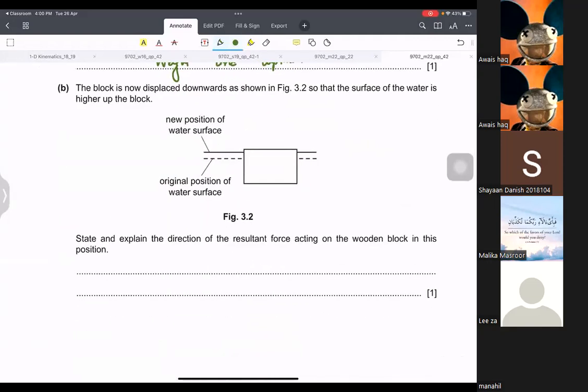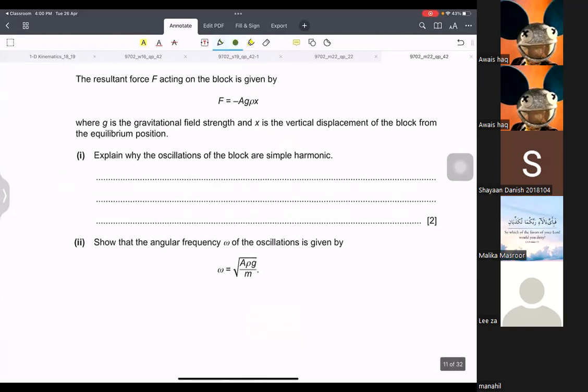Then Steven explained the direction of resultant force acting on the wooden block. Block is now displaced downwards. So resultant force will be upwards. The reason is that the weight will remain the same, but the upthrust will be greater. As upthrust is greater, weight same. Okay. Then going to this question.